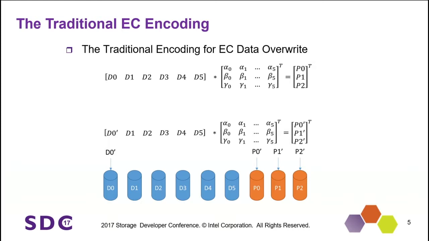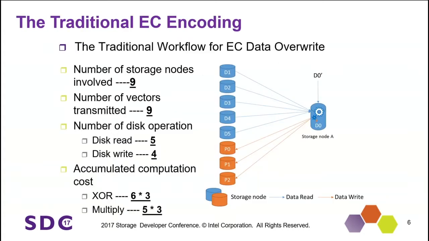More than that, what we use to carry out the overwrite process is the second formula, which will lead to all the vectors and the whole encoding matrix being involved in the overwrite process. Let's come to the next page and explain the penalty details.